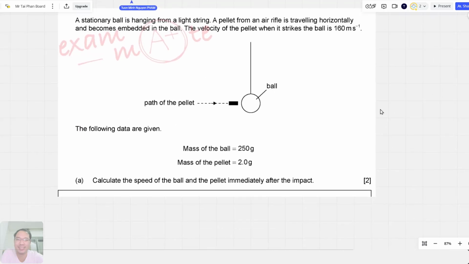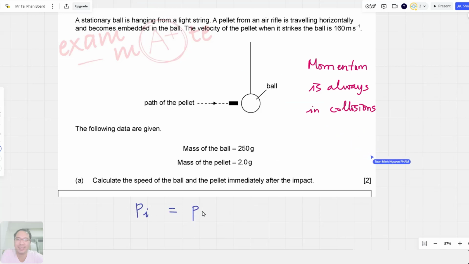Can you do it? I'm thinking so. Write the formula for the conservation of momentum. Remember that the momentum of the system is always conserved regardless of the type of collision, elastic or inelastic. It is always conserved in all collisions. So we're going to write the formula for the conservation of momentum, which is initial momentum equals final momentum.